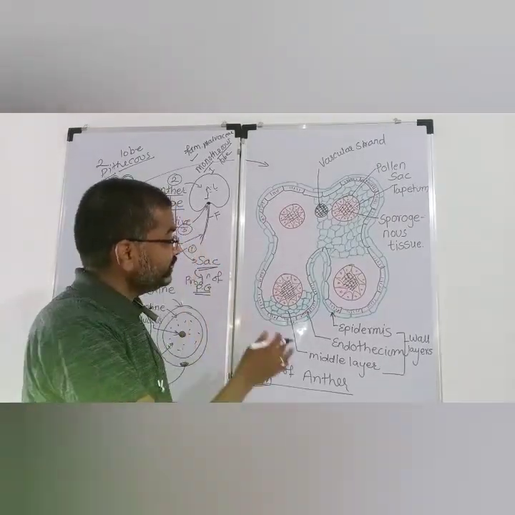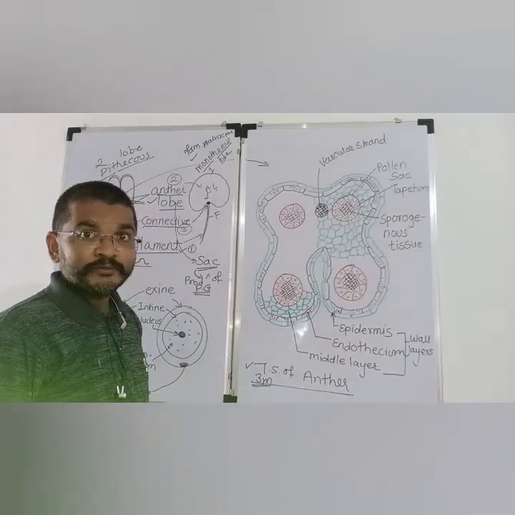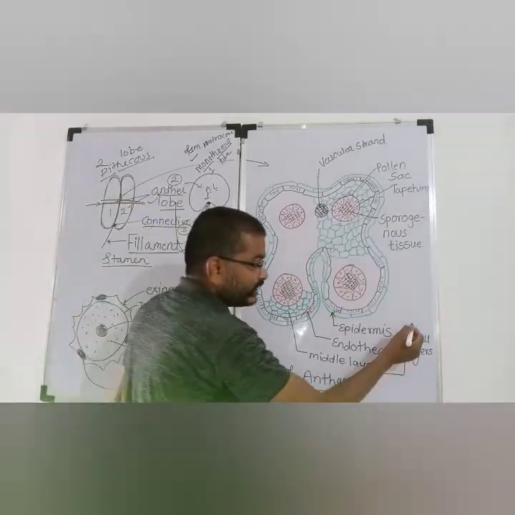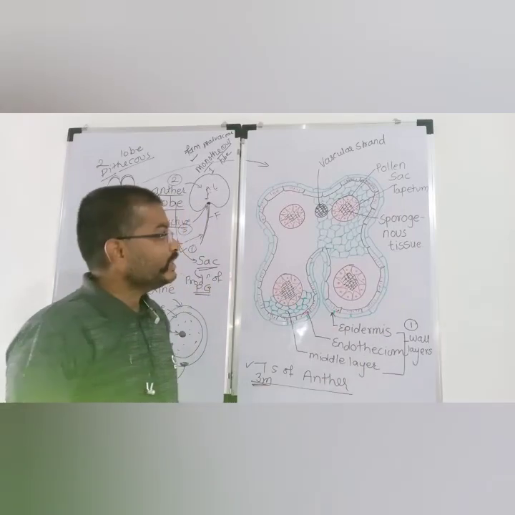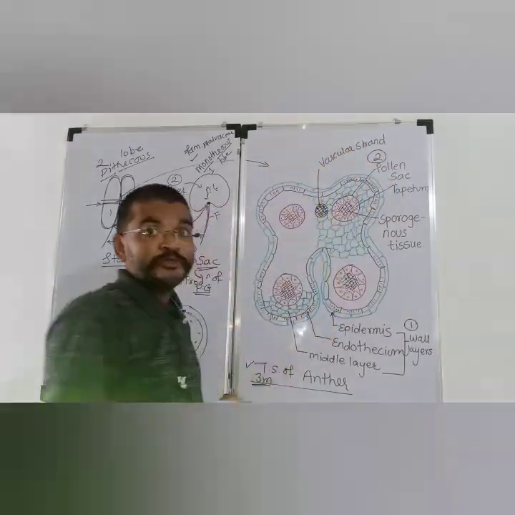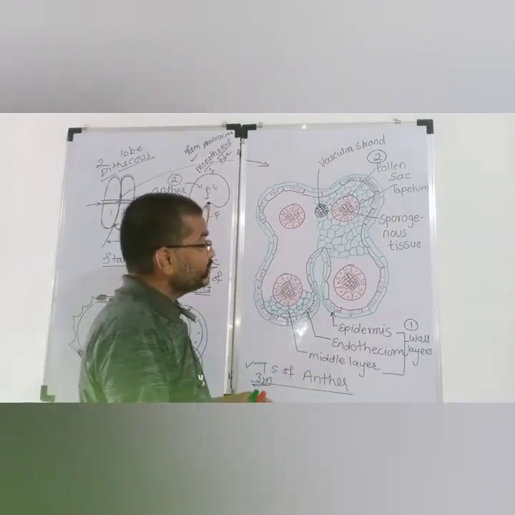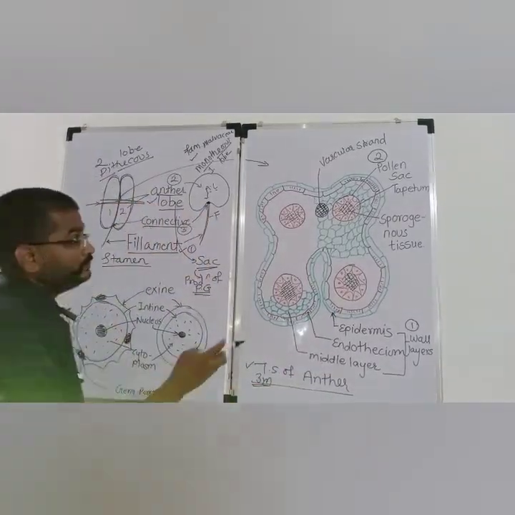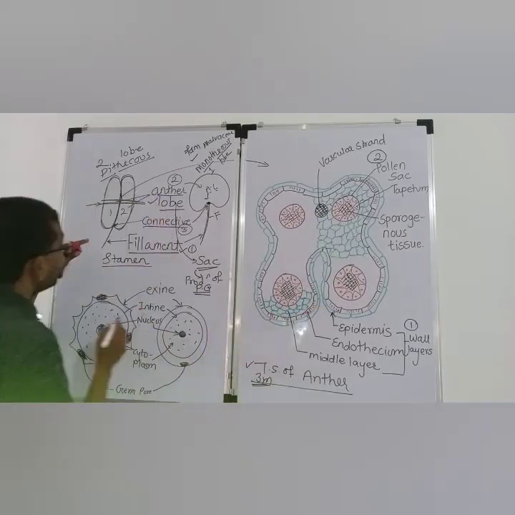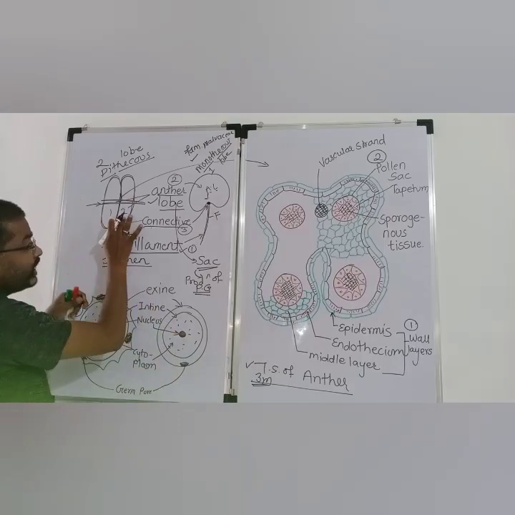Basically the transverse section of the anther is divided into 2 parts. The first part is the wall layer, and the second part is the pollen sac, which is commonly called the microsporangium. First we'll discuss the wall layer. Now this is the transverse section of a dithecous stamen. A dithecous stamen consists of how many lobes? 2 lobes, 1 and 2.